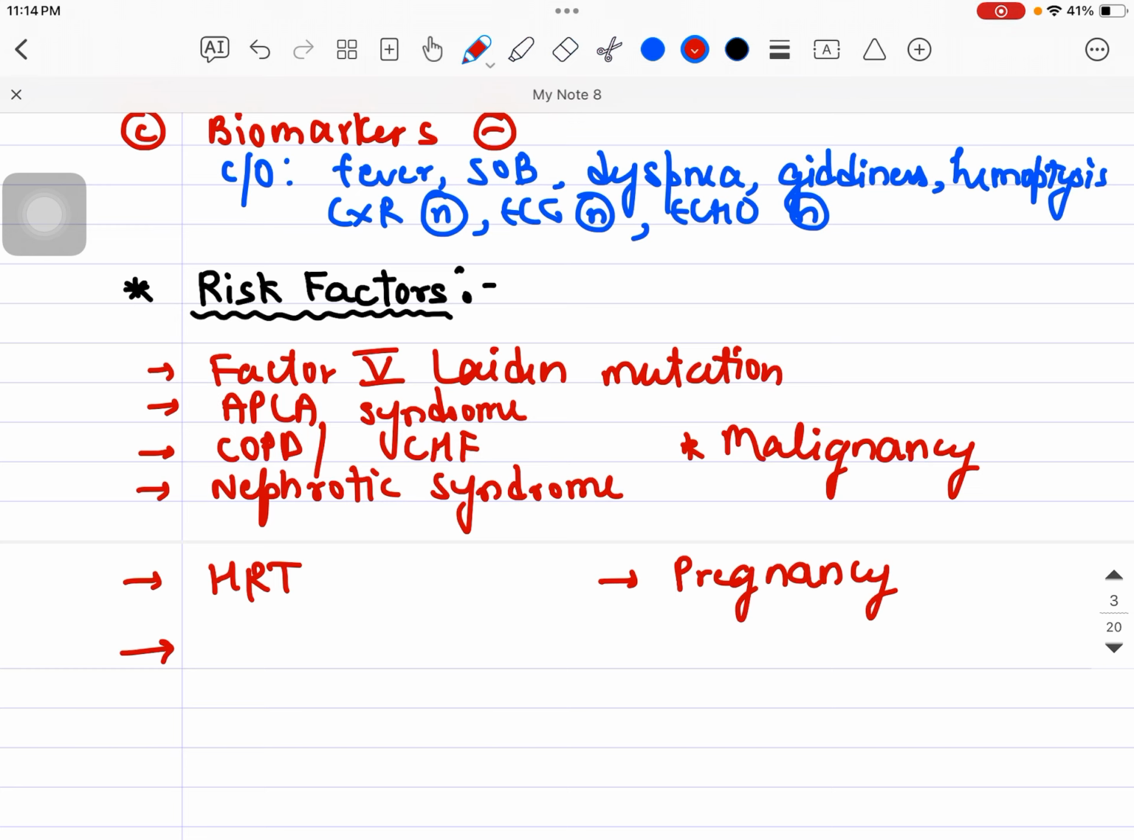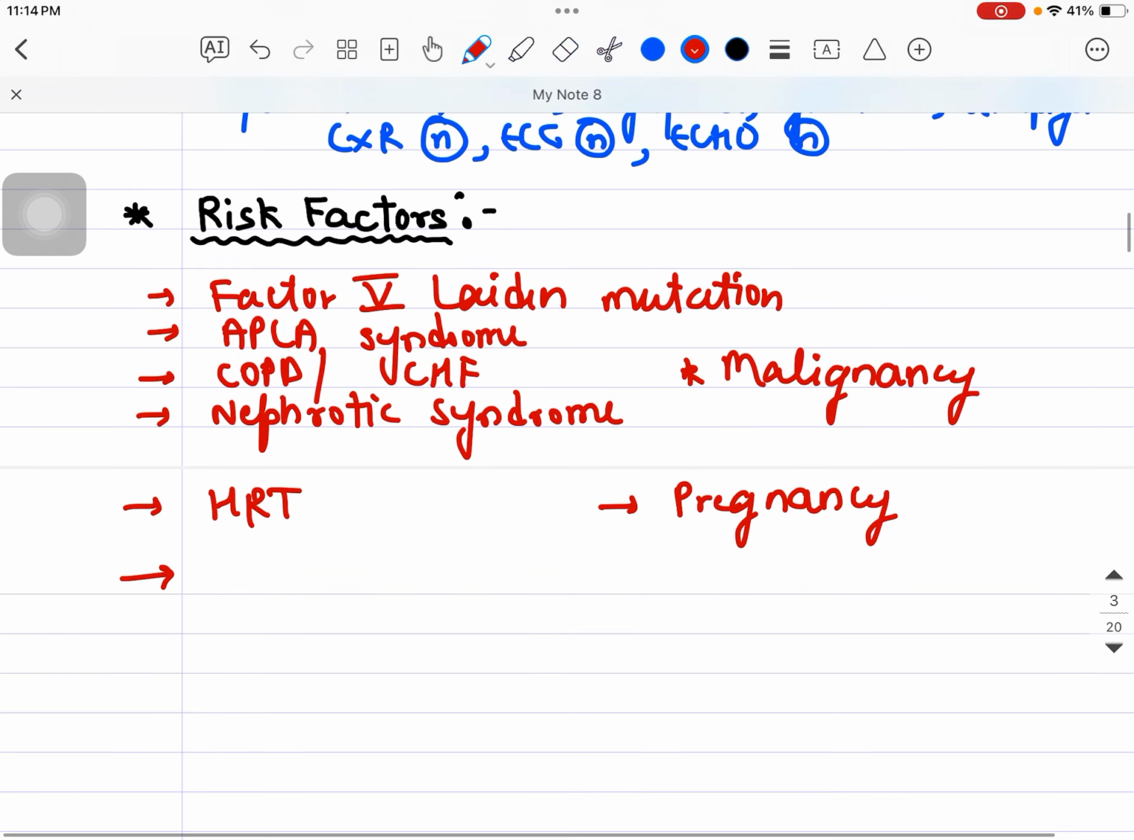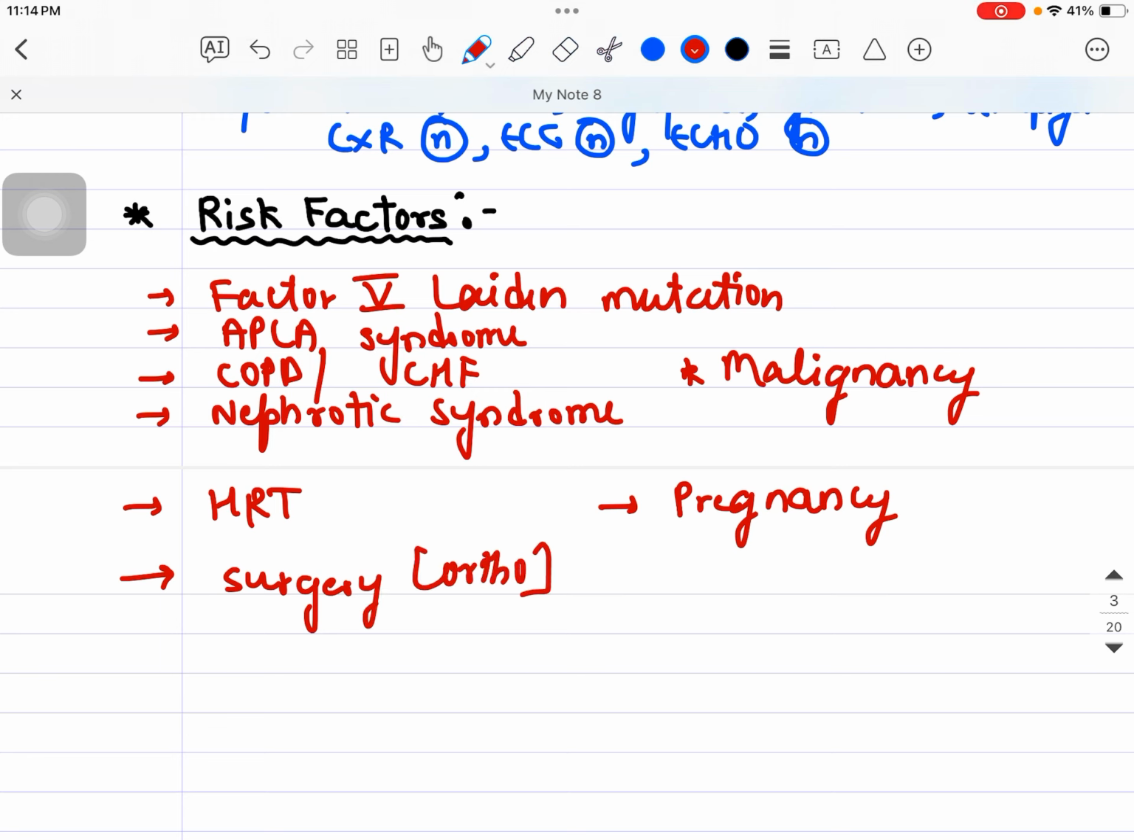And most important, last but not the least, is surgery. Please do rule out whether the patient has a history of surgery, especially 3-4 days back. Mainly the orthopedic surgeries, you should be very careful, because ortho surgeries usually work on the limbs, especially the lower limbs. For example, total knee replacement, or plating for fractures.